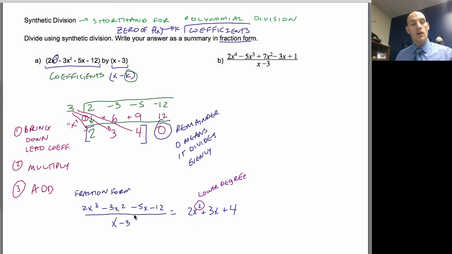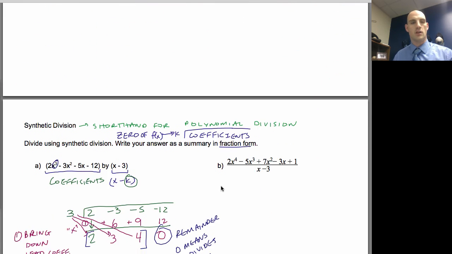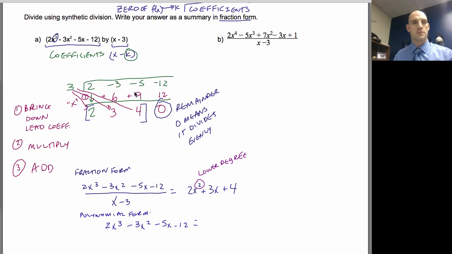No. So what that means is that if I was going to put this in polynomial form, it doesn't say that, but I'm just showing you this. Polynomial form would look like this: 2x cubed minus 3x squared minus 5x minus 12 would be equal to, check it out, polynomial form is what I divided by times my answer. So what did I divide by? I divided by x minus 3, so it's x minus 3 times my answer, which is 2x squared.